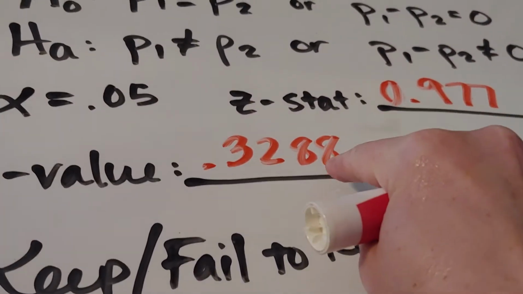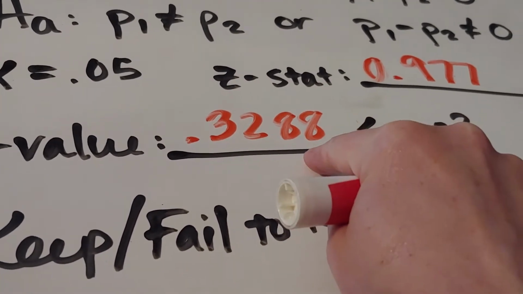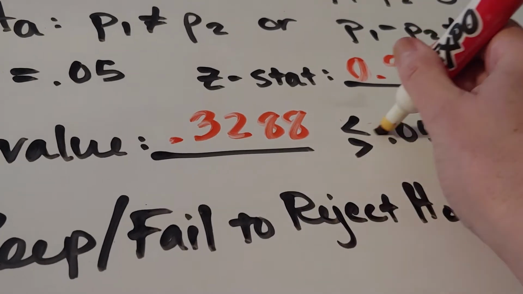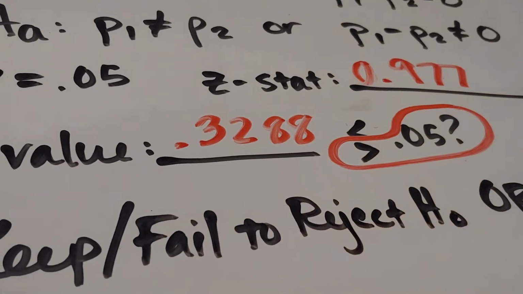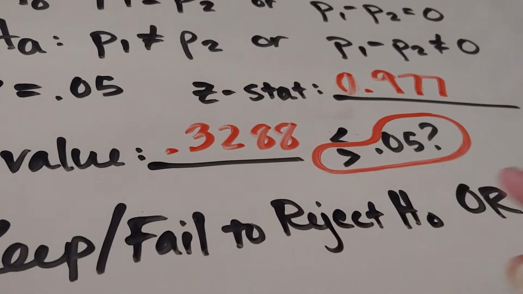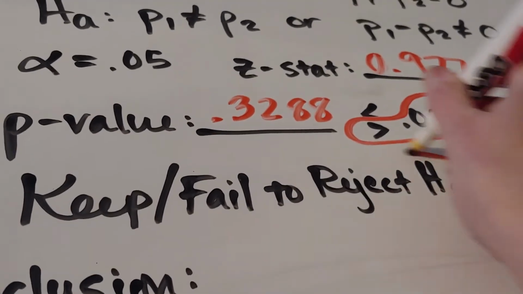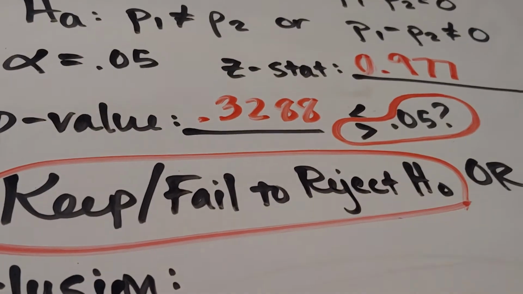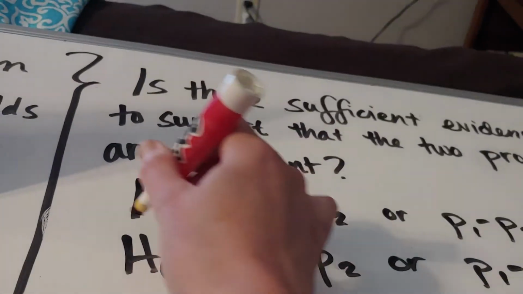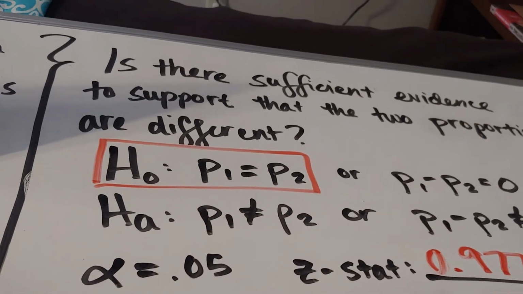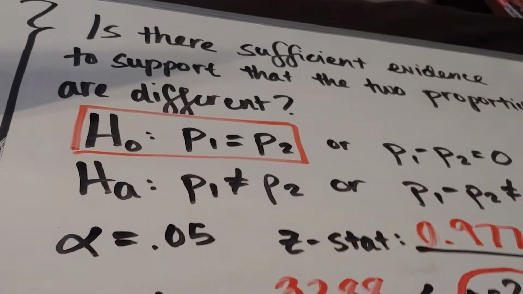All right, something interesting happened. What happened is that this is saying it's not in the tail. It's in the big middle hump. So what that means is that we are greater than 5%. These two proportions are actually close enough to be considered the same. We would keep or fail to reject the null. What we're saying is that this is still true, that P1 is in fact equal to P2, statistically speaking.